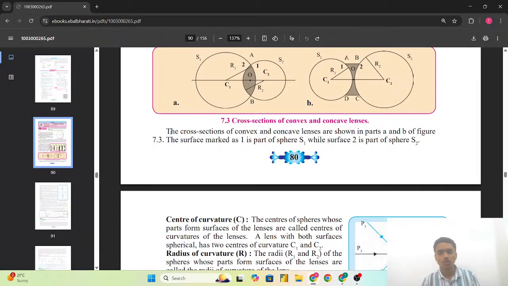The cross sections of the convex and the concave lenses are shown in parts A and B of figure 7.3. Surface marked 1 is part of the sphere S1, while surface 2 is part of the sphere S2.